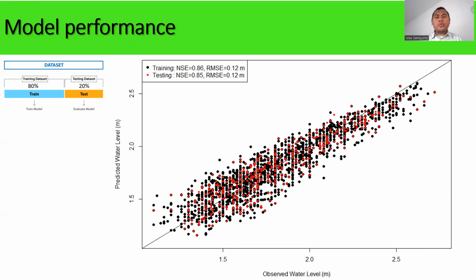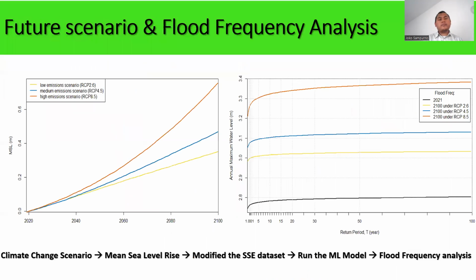As you can see in the figure, we have a good model with good consistency both in the training and in the testing phases. After having the model, we continue to predict the future by using mean sea level rise data from IPCC. Using this mean sea level rise data, we modified our sea surface elevation dataset, which is one of the predictors in our model. Then we run the model again from 2020 to 2100.